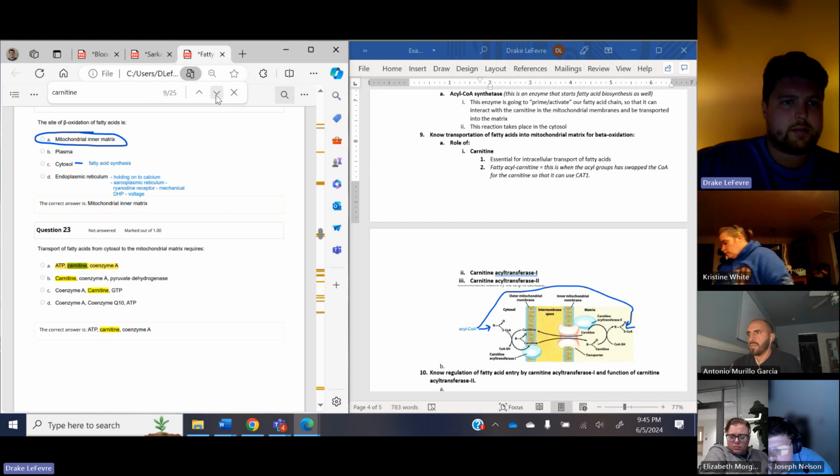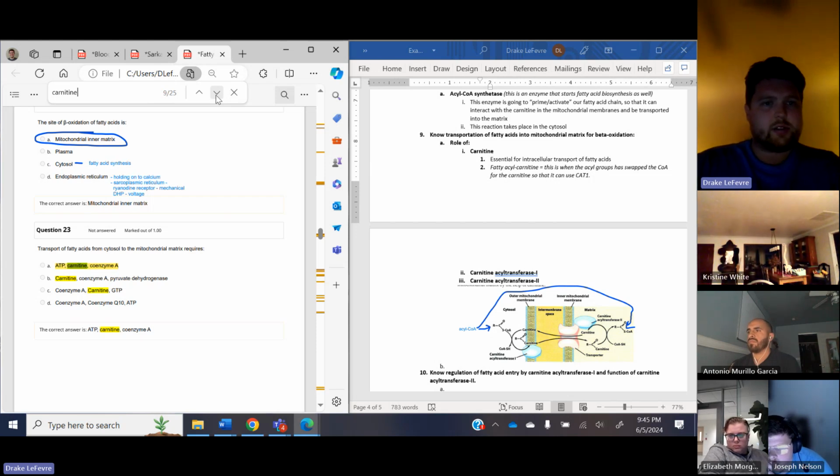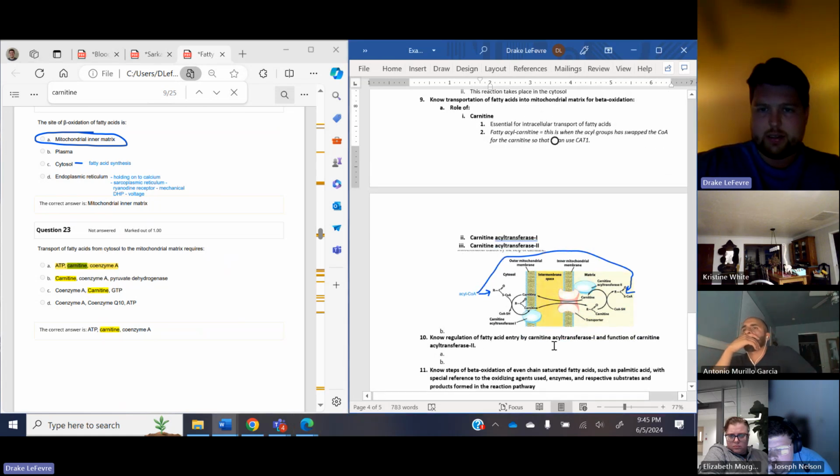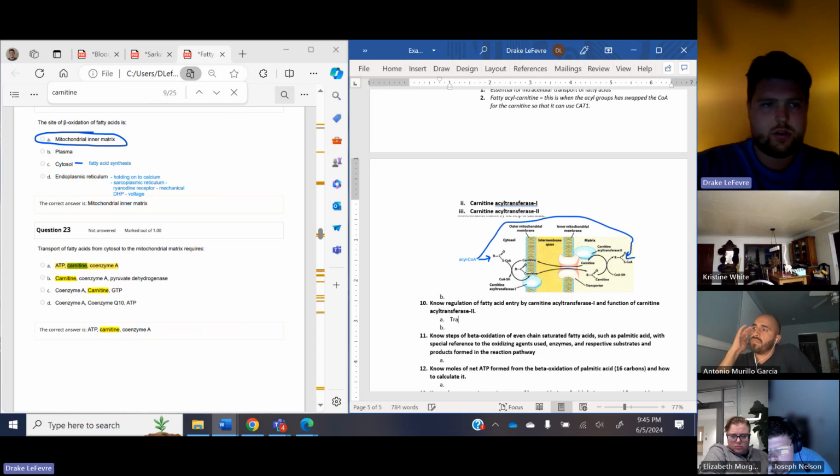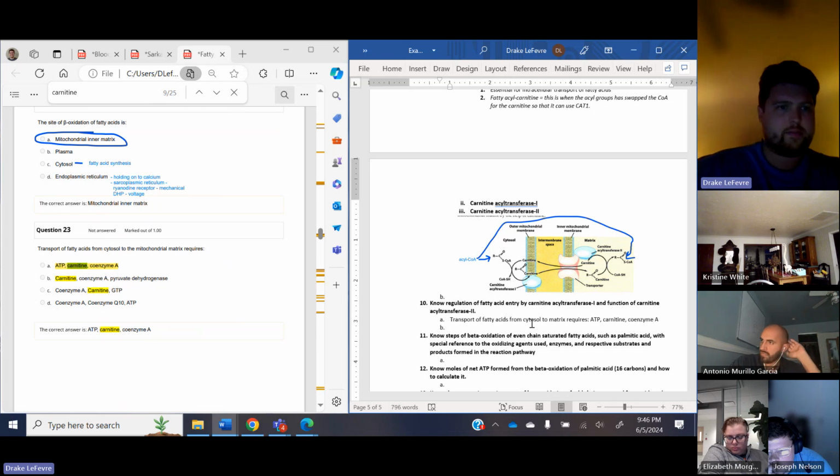There's that part. Transport of fatty acids to the mitochondrial matrix. You're going to require all this stuff. I'm going to add this more under the regulation portion of it. So transport of fatty acids from cytosol to matrix requires ATP, carnitine, coenzyme A. Keep going.